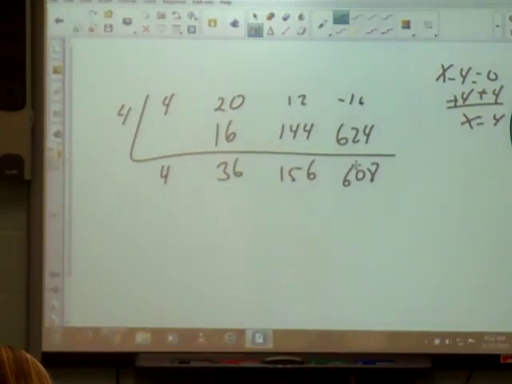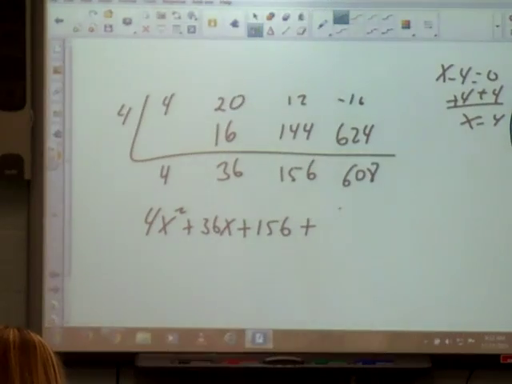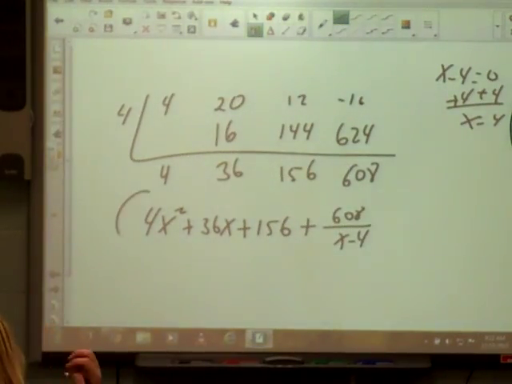Now, a lot of people also forgot the directions to the problem, so they thought that didn't work. It didn't say solve, it just said divide. You can have a remainder when you divide. So my answer here, this started off as 4x cubed, so that means my answer is 1 power less, going to be 4x squared plus 36x. My constant's 156. My remainder over what I divided by. That's it.